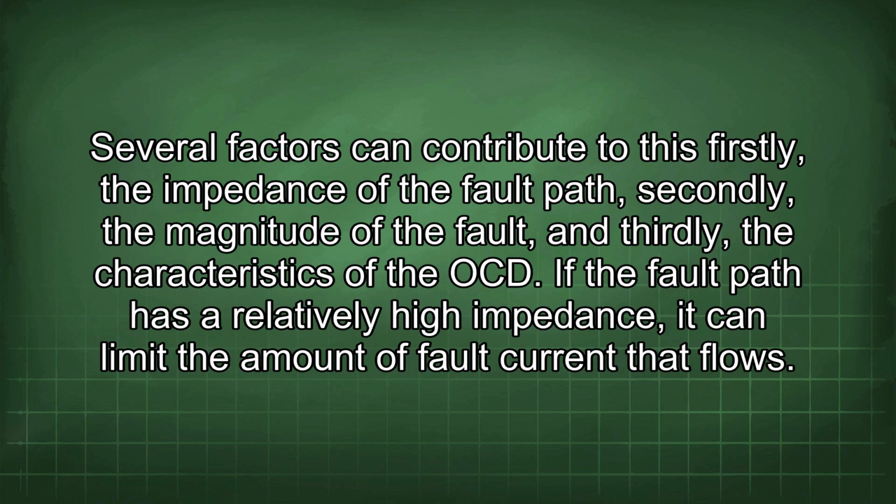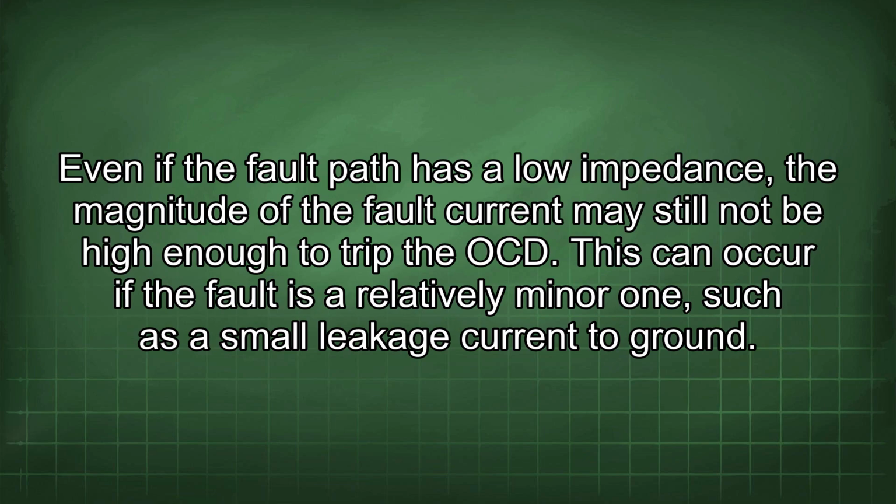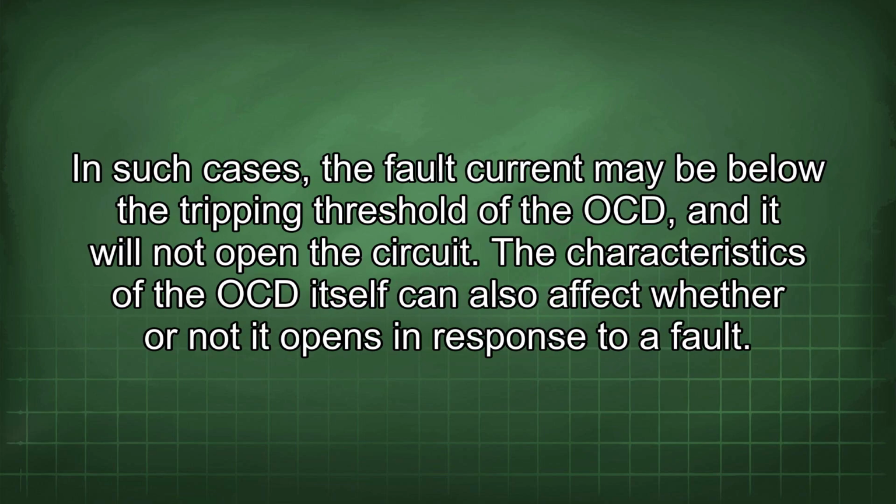If the fault path has a relatively high impedance, it can limit the amount of fault current that flows. This can occur if the EGC is undersized, poorly connected, or if there are other sources of resistance in the ground path. In such cases, the fault current may be below the tripping threshold of the OCD, and it will not open the circuit. Even if the fault path has a lower impedance, the magnitude of the fault current may still not be high enough to trip the OCD. This can occur if the fault is a relatively minor one, such as a small leakage current to ground. In such cases, the fault current may be below the tripping threshold of the OCD, and it will not open the circuit.